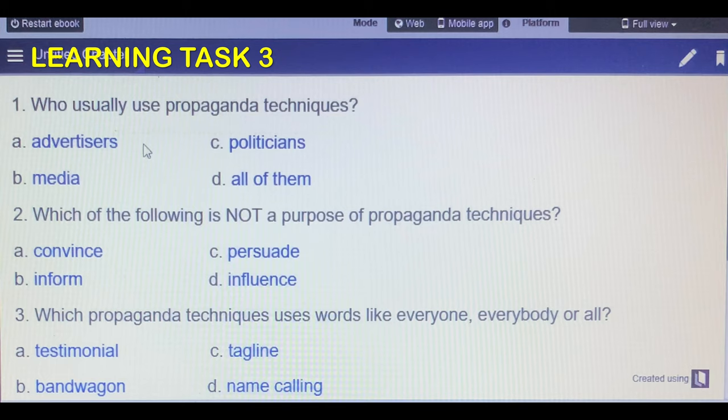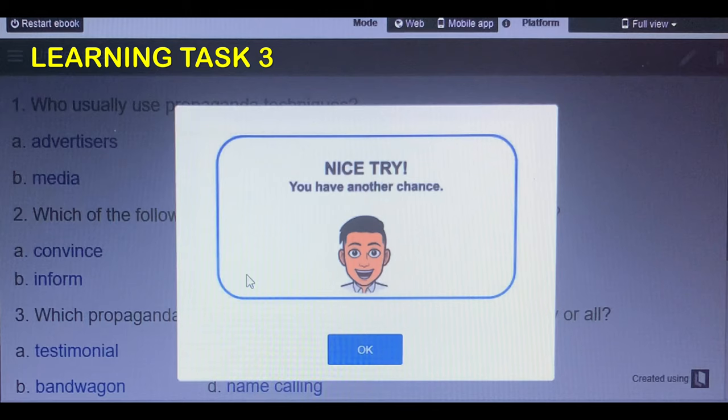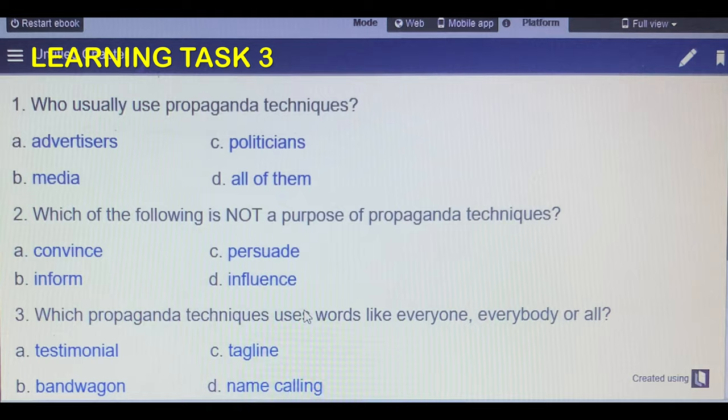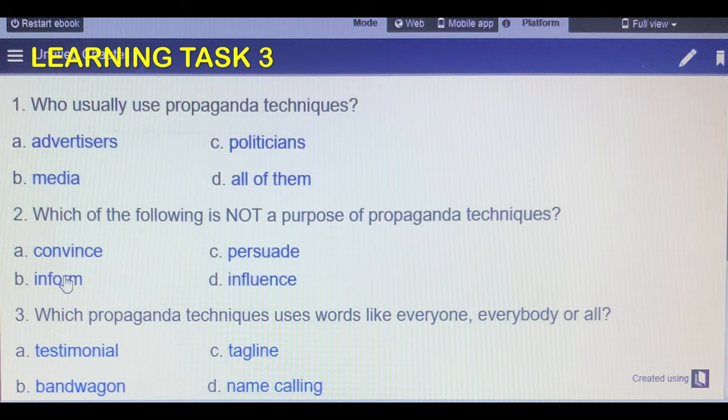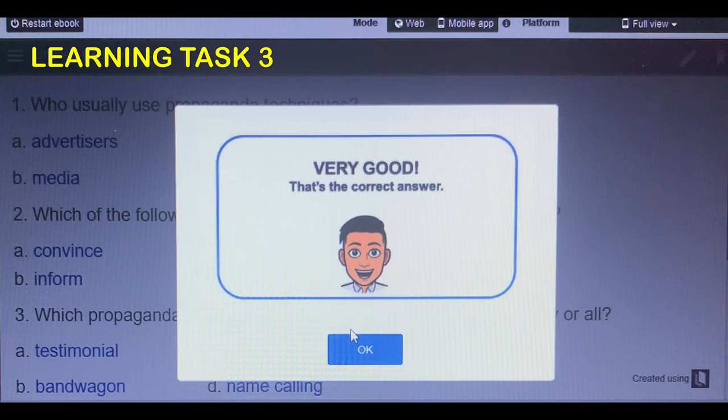Is it letter D, influence? Nice try. You have another chance. To influence is one of the purposes of propaganda. How about convince? Nice try. You have another chance. Convince is also a purpose of propaganda. How about B, inform? Very good. That's the correct answer.